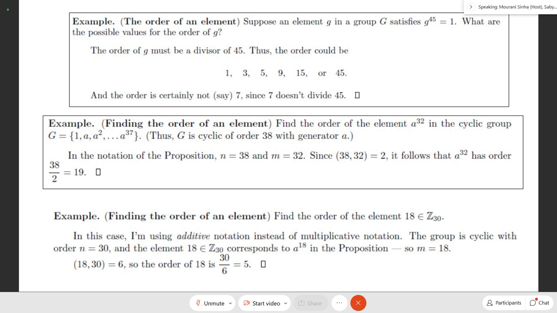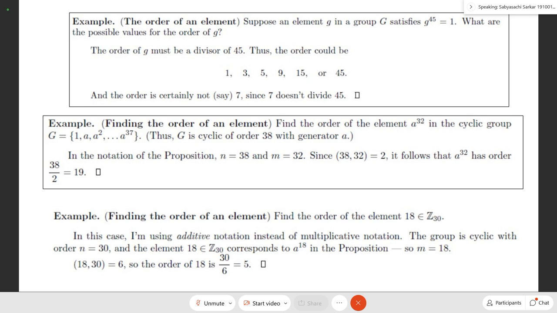How many times will I add 18 and then divide by 30 to get the identity element 0? Yes ma'am, divide by 30 also. So if we add 18 five times, 18 plus 18 plus 18, we get 90, and we know that 90 is divisible by 30. So after adding 18 five times and dividing by 30, we get our identity element 0.